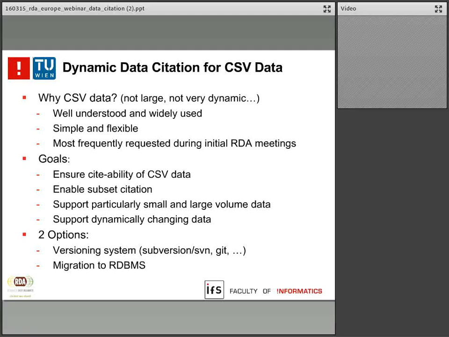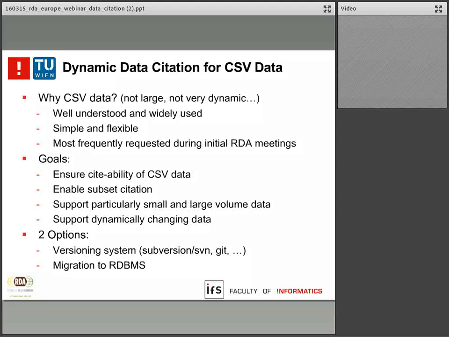Stefan also did a pilot for comma-separated value files, and that was actually a pretty interesting thing that came out from one of the working group meetings. Because when we initially decided to do this, we were focused on really highly dynamic, highly large-scale data volumes and so on. But we found out that lots of people had comma-separated value file data that was also dynamic, where new data items were being added and so on. So we wanted to check whether there are ways how one could support that even for those smaller scale but still dynamic data sets.